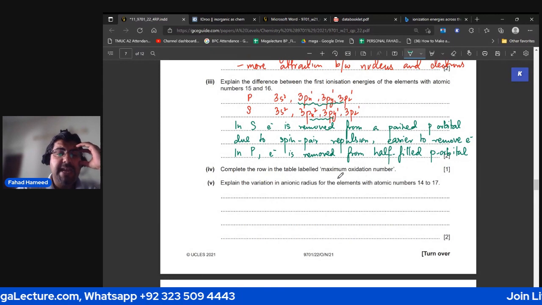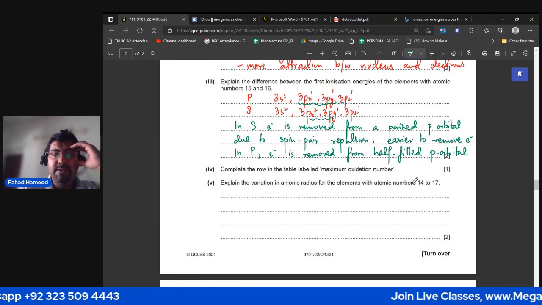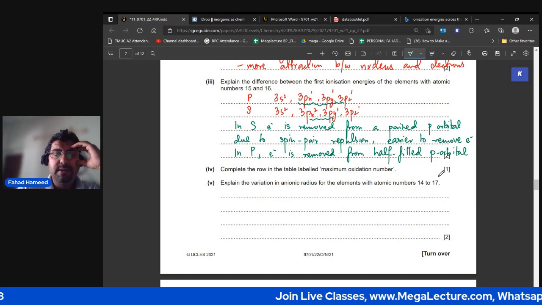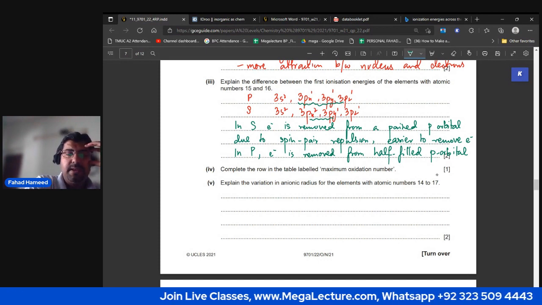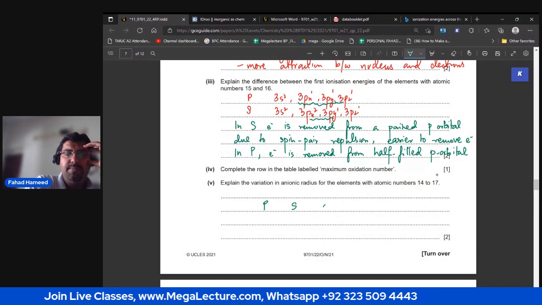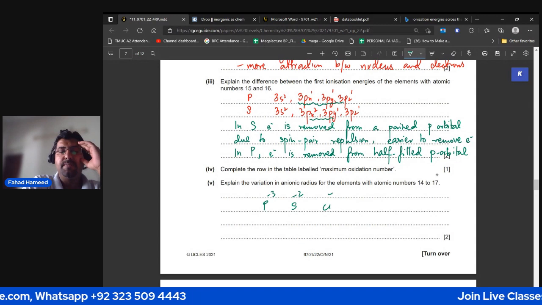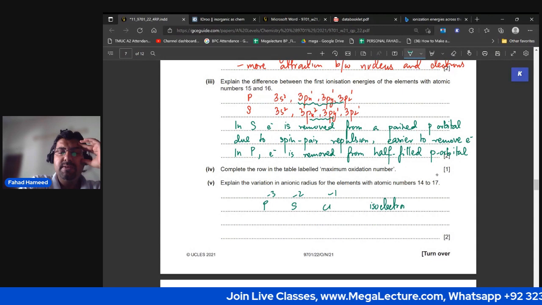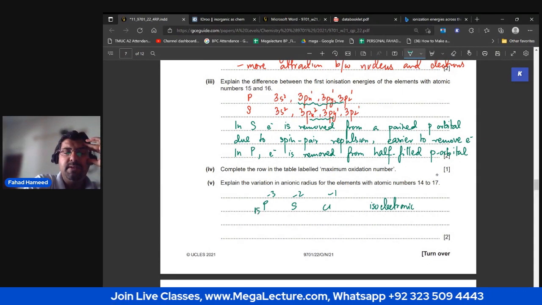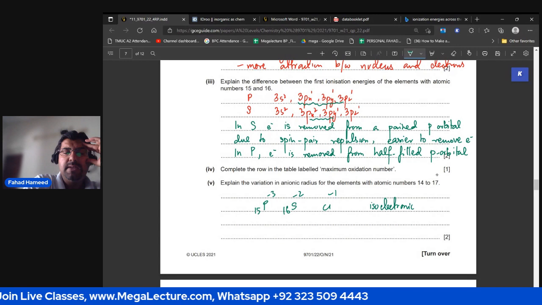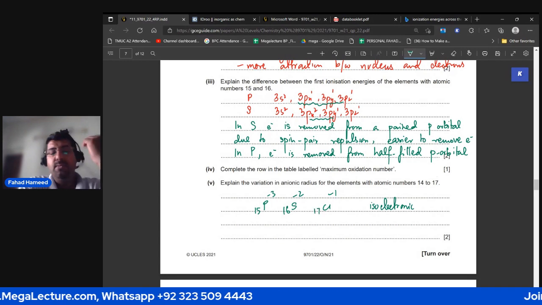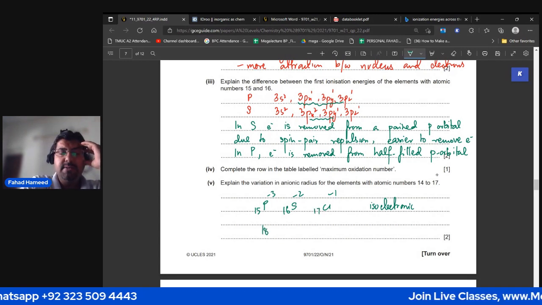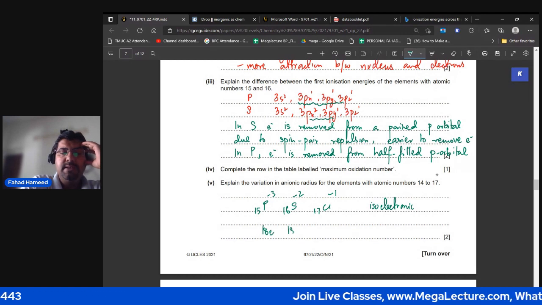Moving to the next one: explain the variation in anionic radius of the elements with atomic number 14 to 17. So what happens is for anions, if you have phosphorus, sulfur, and chlorine, this is -3, this is -2, and this is -1. All of these are isoelectronic, which means they have the same number of electrons, because phosphorus is supposed to have 15, sulfur 16, and chlorine 17 electrons. But with the negative charge, they now have 18 electrons. This one also has 18 electrons, and this one also has 18 electrons.